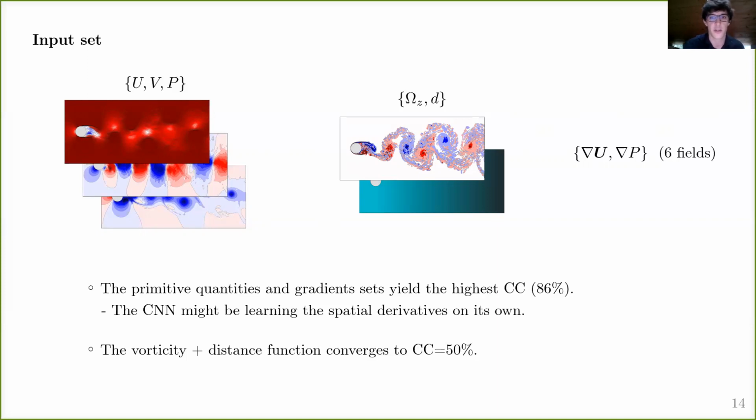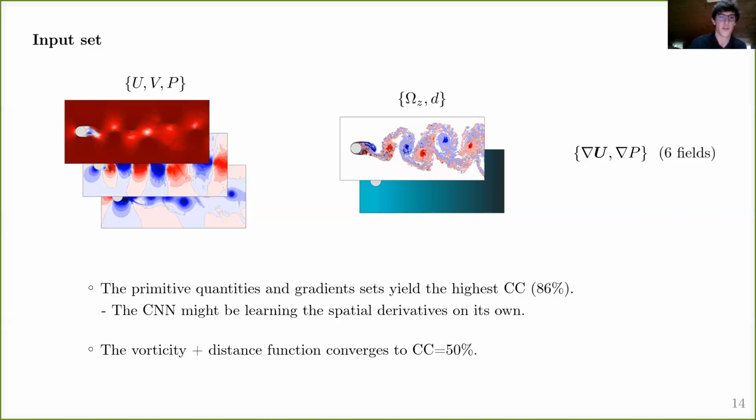But it's also important, as we can see, to include the different gradients because it also provided a good correlation coefficient. However, because the primitive input set was not providing any gradient and still had a high correlation coefficient, one could maybe conclude that the neural network is learning these spatial gradients on its own, just from the primitive quantities. So that was something positive as well.